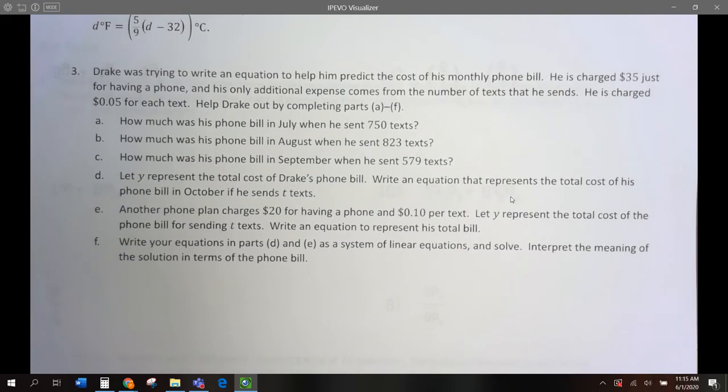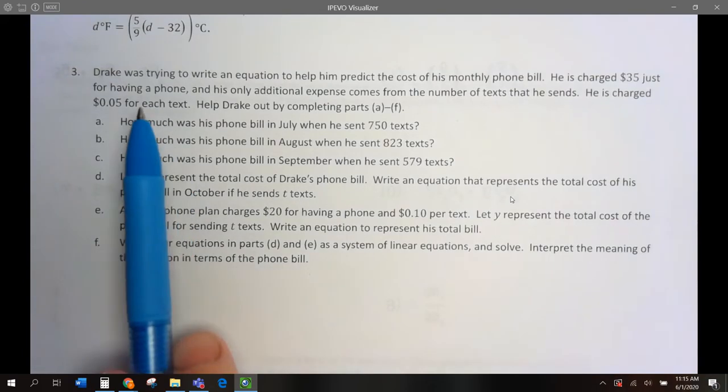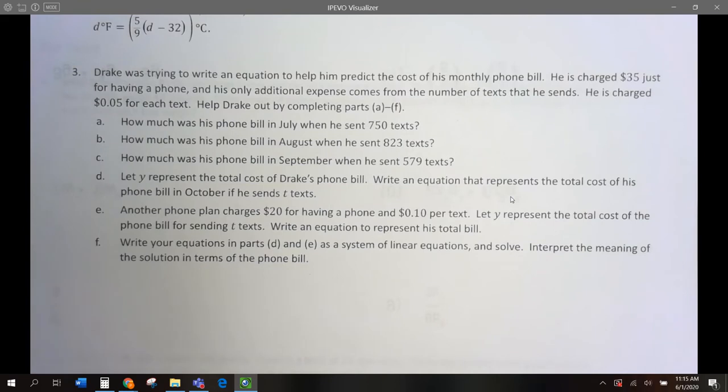Number 3, we're going to continue with writing equations. The whole lesson has been writing an equation to change from Fahrenheit to Celsius or Celsius to Fahrenheit. This one we are going to be doing some equations for cell phone bills. So Drake was trying to write an equation to help his friend predict the cost of his monthly phone bill. He is charged $35 just for having a phone, and his only additional expenses come from the number of texts that he sends. He is charged 5 cents for each text. Help Drake out by completing parts A to F.